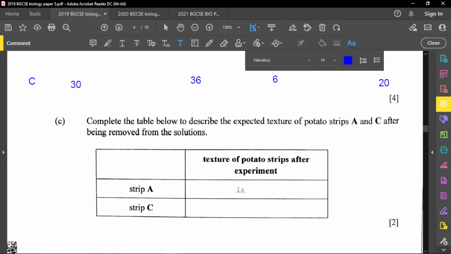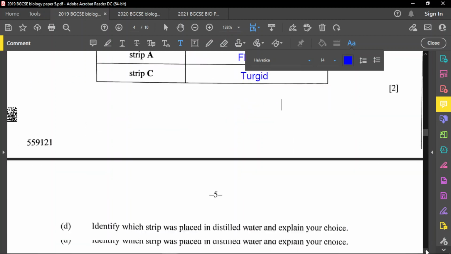So here now for A, again, because it gets shorter and smaller, that means it lost water. And so as a result, we can say this one becomes what? Flaccid. All right, for the next one, strip C actually increased in length. So there's an increase in length. We can say this one became turgid. All right, so the texture is flaccid, turgid. When it increases, turgid. When it decreases, it's going to be what? Flaccid. All right, so that's that for that part.